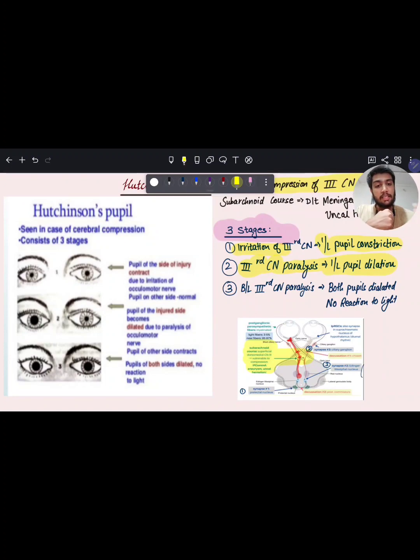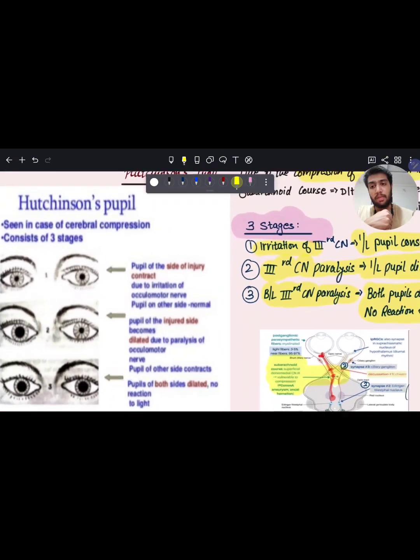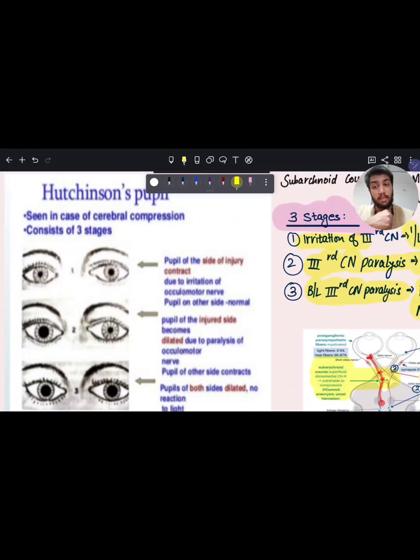Now the third and final stage, where both the pupils are dilated and there will be no reaction to light, when there will be bilateral third cranial nerve paralysis, right? So look at the image over here. In the starting phase of any meningeal bleed or maybe uncal herniation, this can be a very important sign to localize where the bleed is. For example, you are throwing your light here.